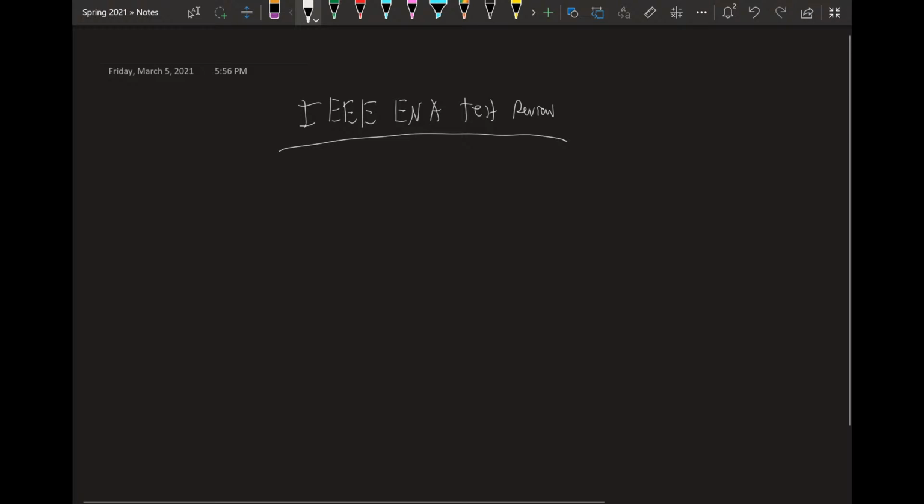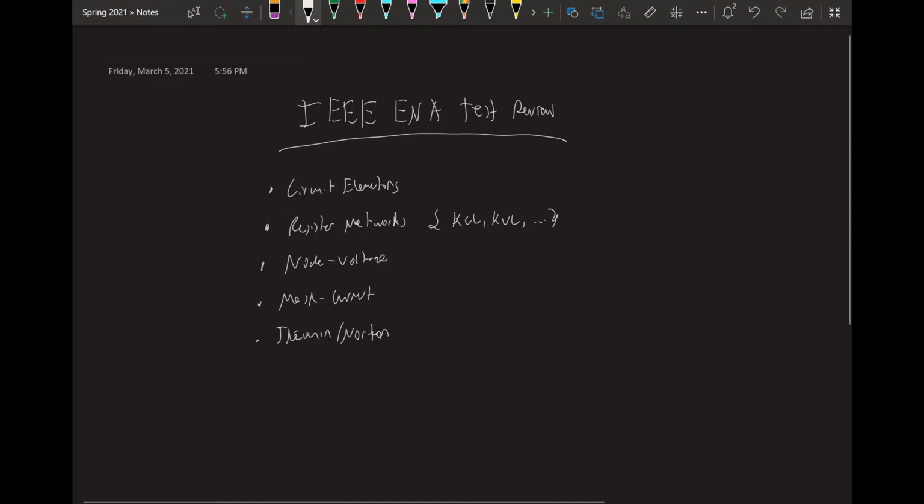So, from what I understand, your test covers basic circuit elements, so that's like resistors, all that basic background knowledge, and then you'll talk about resistor networks, and this is where you talk about KCL, KVL, etc. And then the big topics would be node voltage, mesh current, Thevenin / Norton, and I think these are your big topics, right?